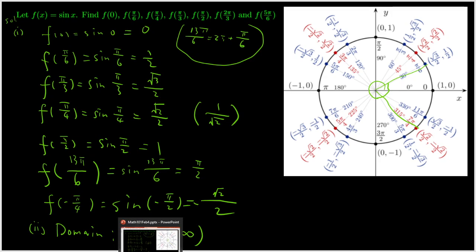It means we can evaluate the sine function at any real number, right? It means every real number is in the domain. It means the function is defined at any real number. The same thing. So we have the domain.